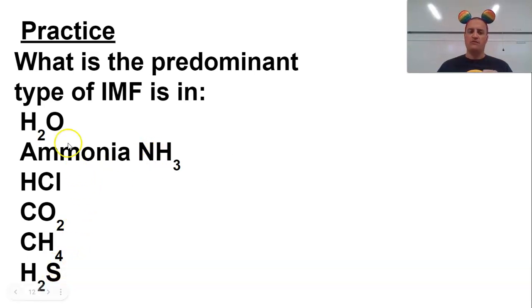So you can see you need to understand the shape and structure in order to understand if that's going to be polar or nonpolar. Therefore, you're going to have to understand what the intermolecular forces are.